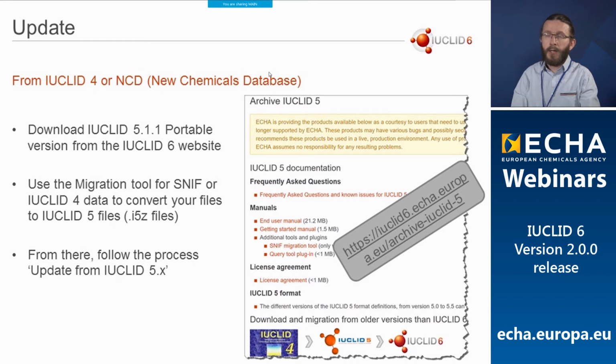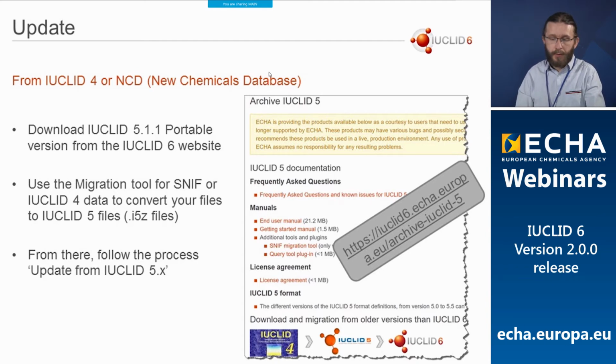So just in case you have still Euclid 4 or the new chemicals database, then we invite you to connect to a page on the Euclid 6 website, which is called Archive Euclid 5, and there you have the description of the process to follow in order to migrate successfully your information to Euclid 6. And you have also the possibility to download all the tools needed to do this migration.